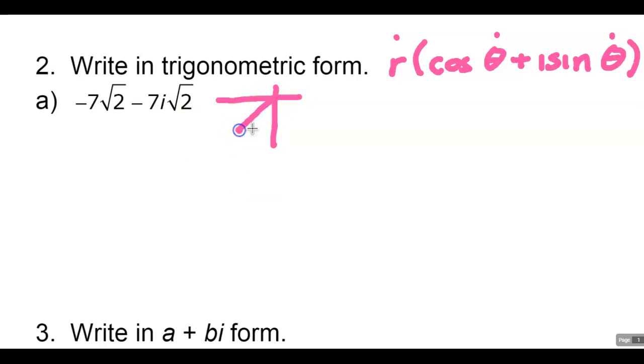So we need to find this length right here, the radius. And we know these values. We know that this is negative 7 root 2, and this is negative 7 root 2. So we can do the Pythagorean theorem to figure this out. Or if you know the shortcut for special right triangles, you could do that as well. But we're just going to write it out like you don't know the shortcut.